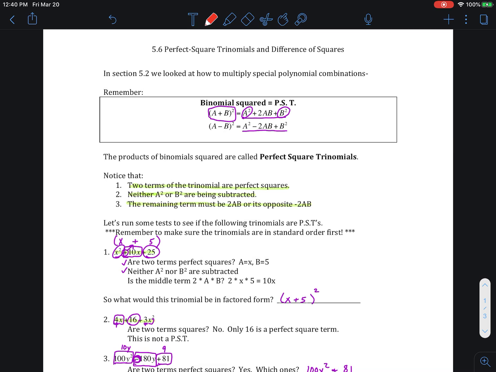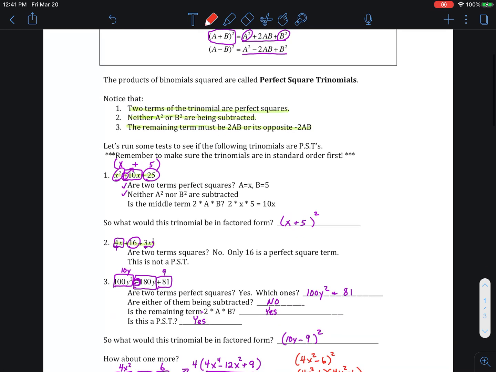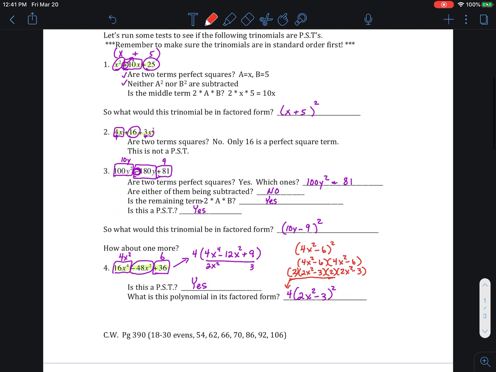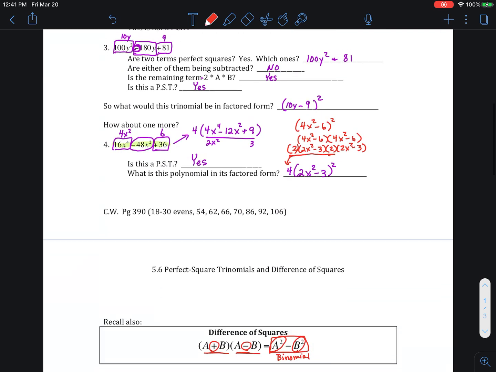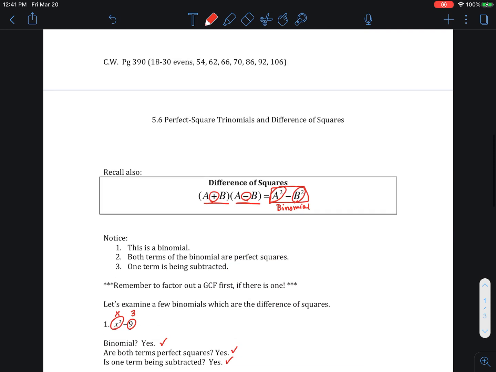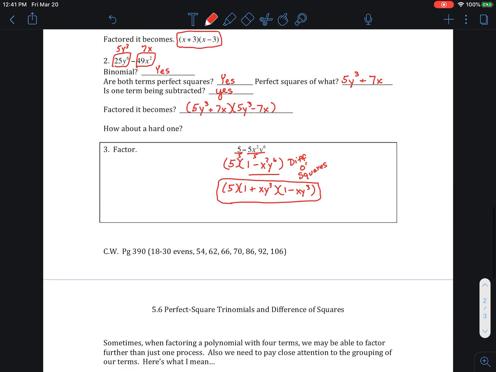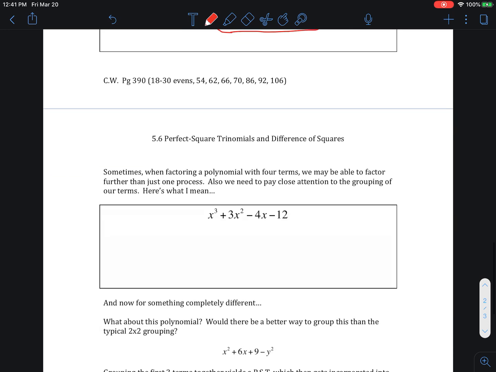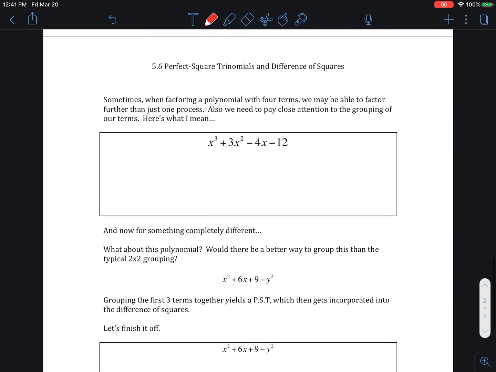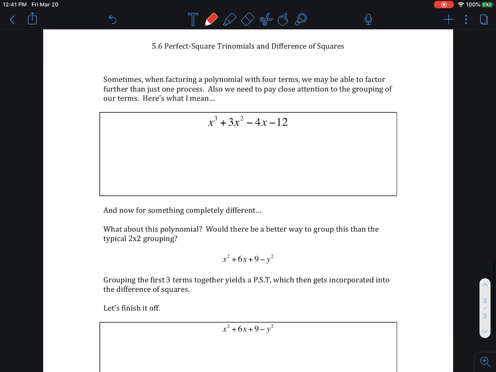Remember, the last time we talked about how to factor perfect square trinomials and difference of squares. If you forget what that's all about, you may want to go back and take a look at your lesson notes again. This is what they look like. Remember, here they are, PSTs and difference of squares. We're going to continue with this idea of these two, but we're going to look at a few other types of polynomials where PSTs and difference of squares come into play, okay?